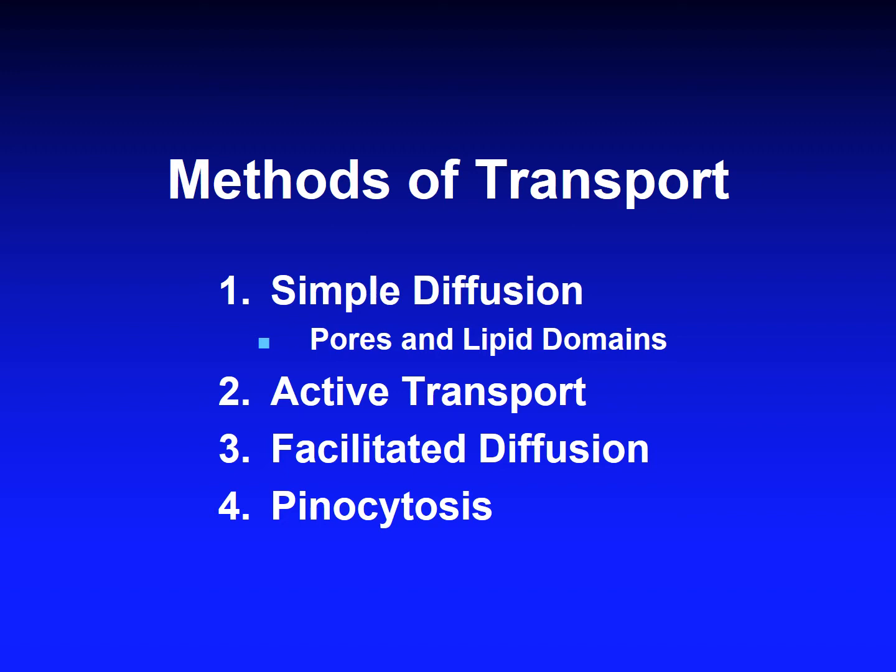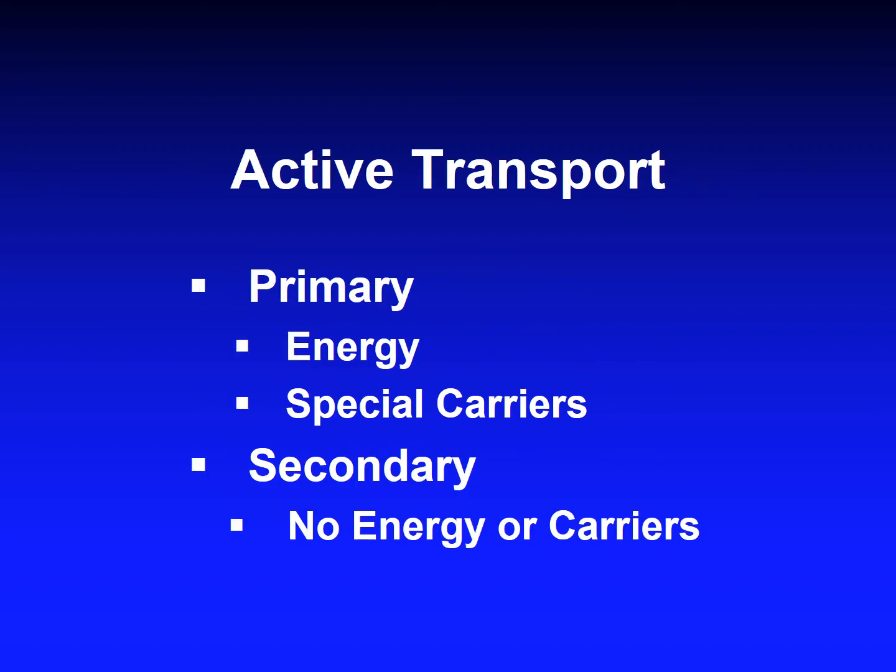So if you have a bigger molecule, not necessarily a nutrient or something that the body's going to utilize for nutritional value. As I mentioned earlier, active transport requires, of course, energy and special carriers. We have to have special carriers. If we have secondary active transport, then we don't need any energy or carriers. So it's basically two types, primary and secondary. But the most important thing to understand is that when we say the word active, that means we need energy and we need special carriers for that.